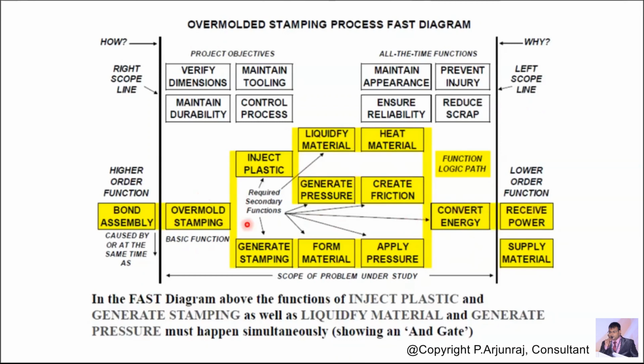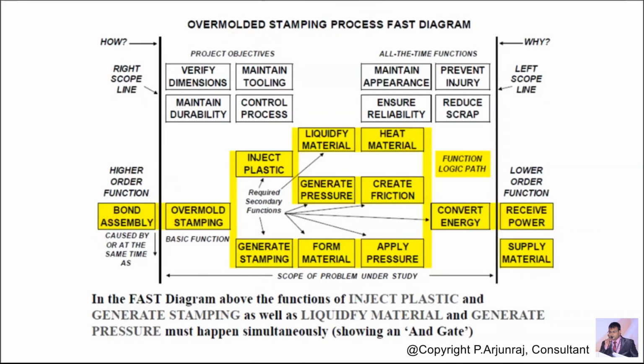I can also overmold stamp by generating stamping, by forming the material, by applying pressure. So now I am going to apply Y logic. Why do I need to receive power or supply material for the manufacturing process of overmolding stamping? I need to receive power. I need to give power to convert energy, to apply pressure, to form material, to generate stamping in order to get the overmolding. Finally, the bond assembly.